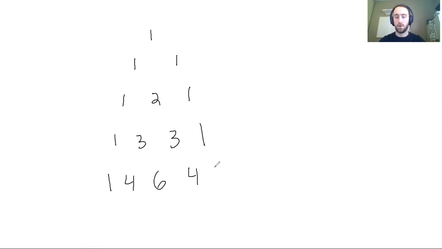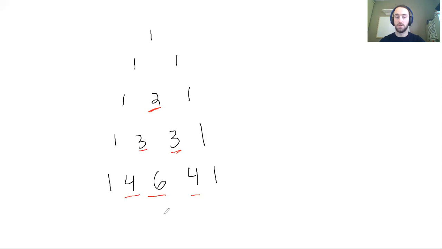What is Pascal's triangle? Pascal's triangle looks something like this. We have a structure of ones, and inside we have a bunch of other numbers. And how do we get these numbers? 1, 4, 6, 4, and 1. So, like I said, the structure of the triangle is all ones. But how do we get these numbers here?